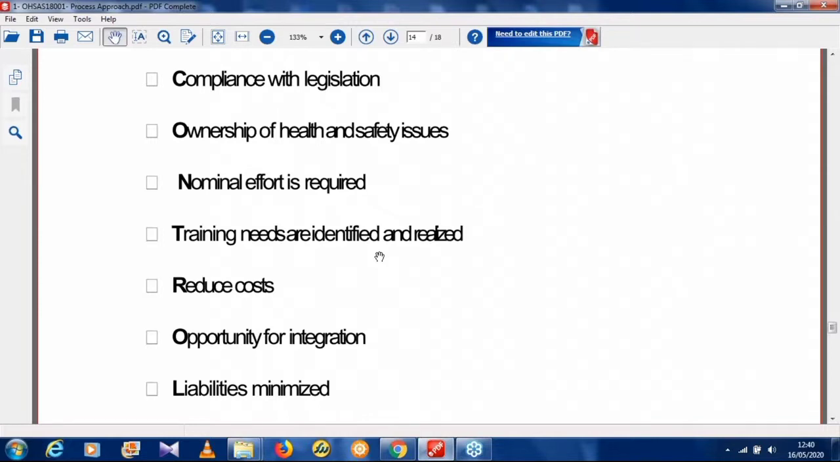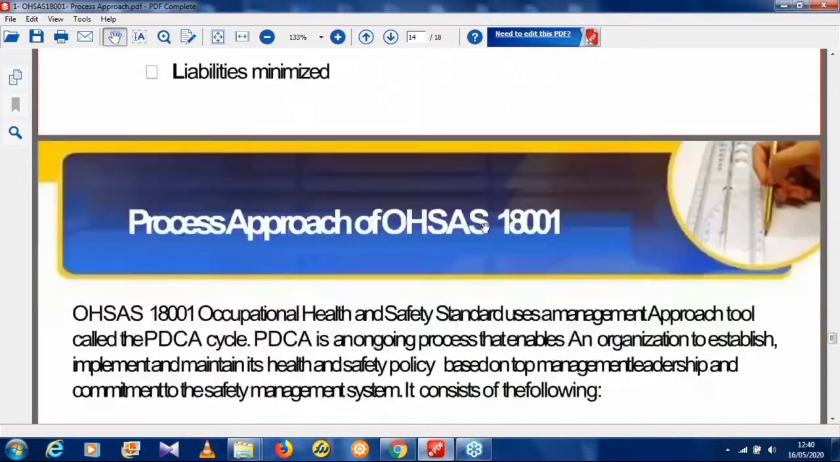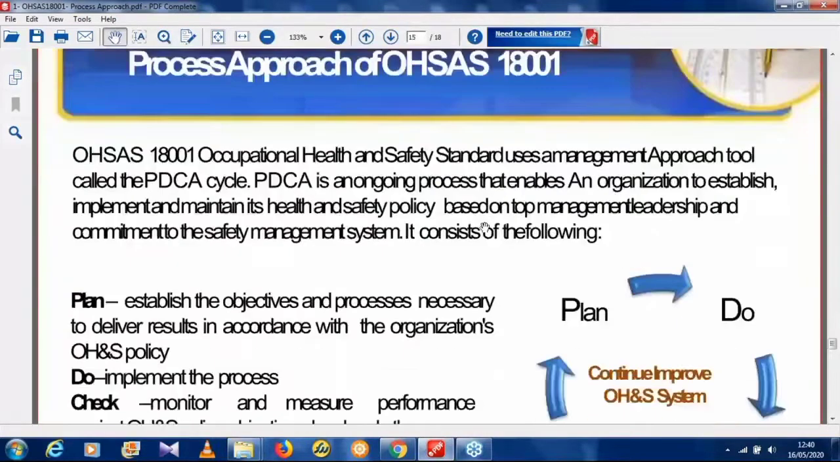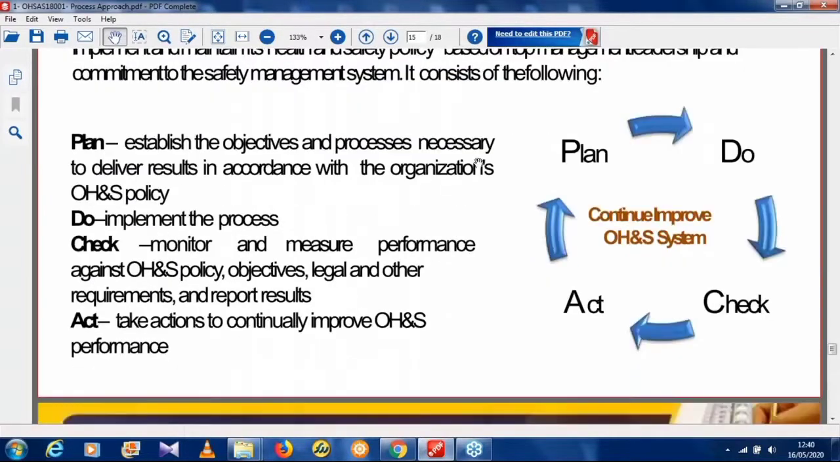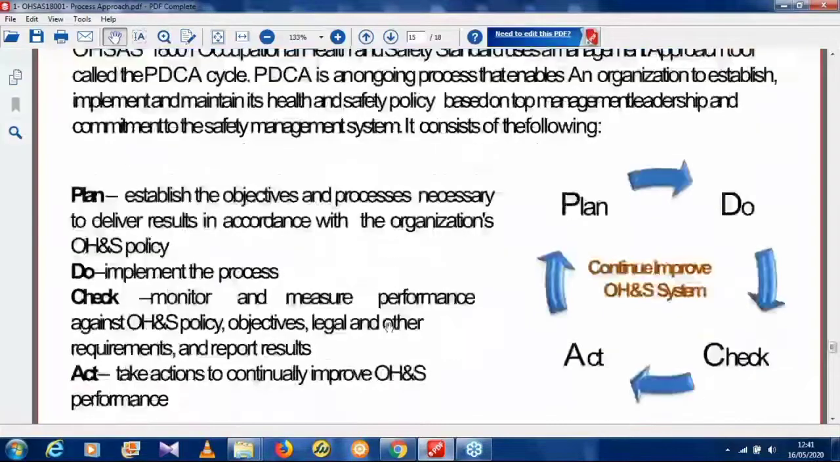Then liability is also minimized. All right. So these are the benefits of OHSAS. Now the approach is the plan, the do, the check, and the act. That's for continuous improvement in occupational health and safety. Everything we're trying to explain is what I call the PDCA approach: plan, do, check, and act.